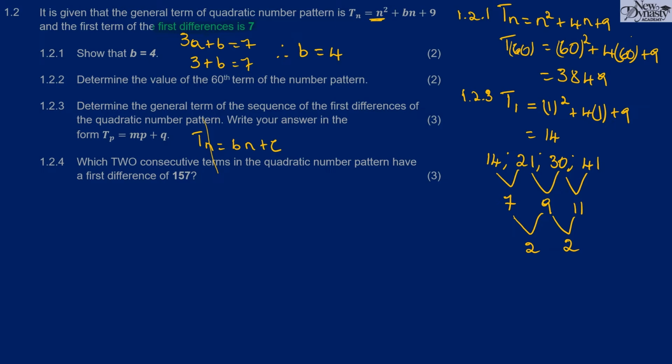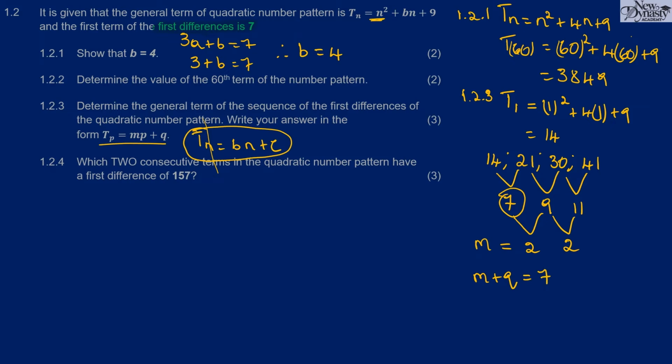So for us to be able to determine the general term of the first difference, we know that from the formula that I've written here, b plus c is equal to the first term of your first difference. But in this case, we don't have b plus c because we are told to calculate it in this format. So instead of b here, we're going to have m. M is going to be equal to what? The second difference. So instead of having b plus c, we're going to have m plus q. And that is going to be equal to what? The first term of the first difference, which is 7 in this case.